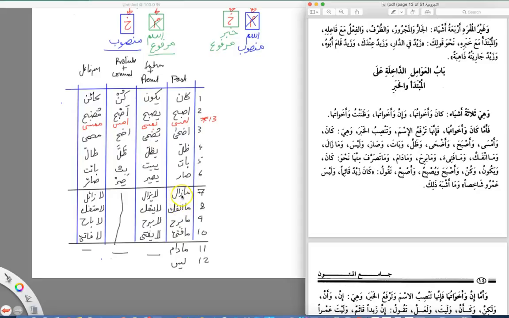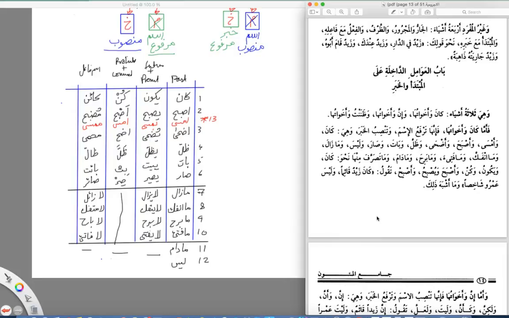Mazala, it means to continue. Mazala Zaidun Jalisan, Zaid remained sitting. Ma infakka, Zaid continued sitting. Ma bariha, Zaid continued sitting. Ma fati'a, Zaid continued sitting. So all these four mean the same thing. Ma dama, it means so long as. Ma dama Zaidun jalisan, so long as Zaid was sitting. Laysa Zaidun jalisan, Zaid is not sitting. So everyone understand what those mean, yeah? Make sense?